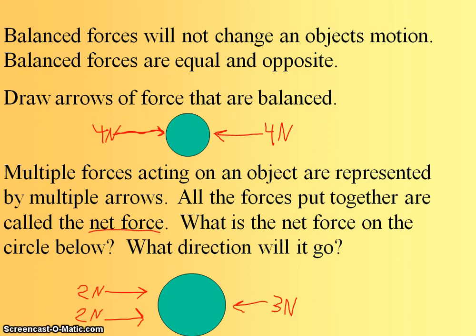So what is the net force? How much do we have on this side? It looks like on this side we have a total of 4 newtons pushing it to the right. Over here we only have 3 newtons pushing it to the left, so we're going to have a total of 1 newton pushing to the right.